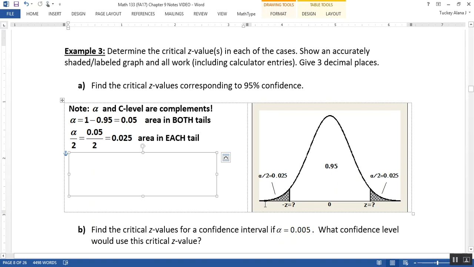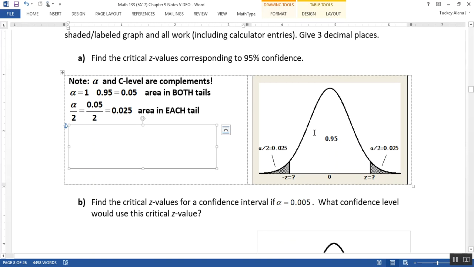And you can see that I've drawn the curve, I've shaded it. I don't know what the z's are, so I'm putting little question marks down there, but I put little arrows and I've labeled each side as alpha over 2, 0.025, and I've got the middle labeled as 0.95. You have to do all of that. You must shade, put the area either in the curve or above the curve with little arrows. Label your negative z, your positive z. All this has to get labeled down here.